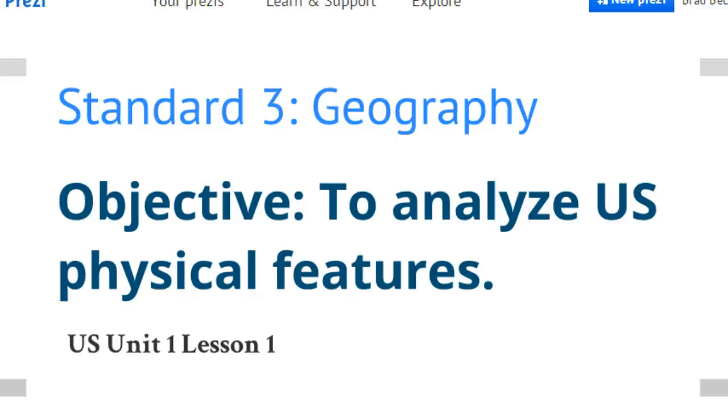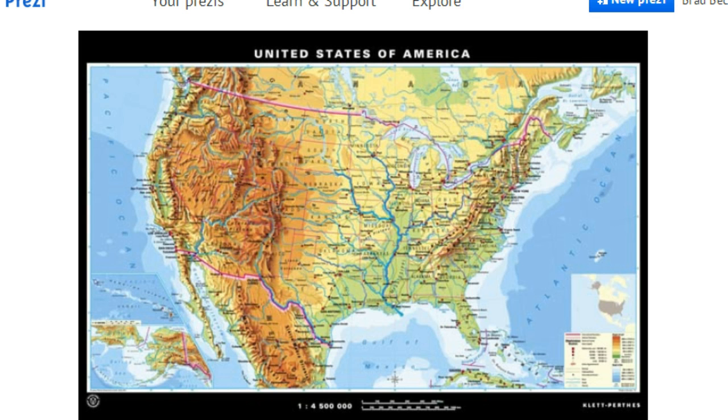In this lesson, we're going to take a look at the physical features of the United States, our first lesson on geography. Here we're looking at a physical map of the United States, which shows us overall, continent-wide, the features that we're going to highlight today.